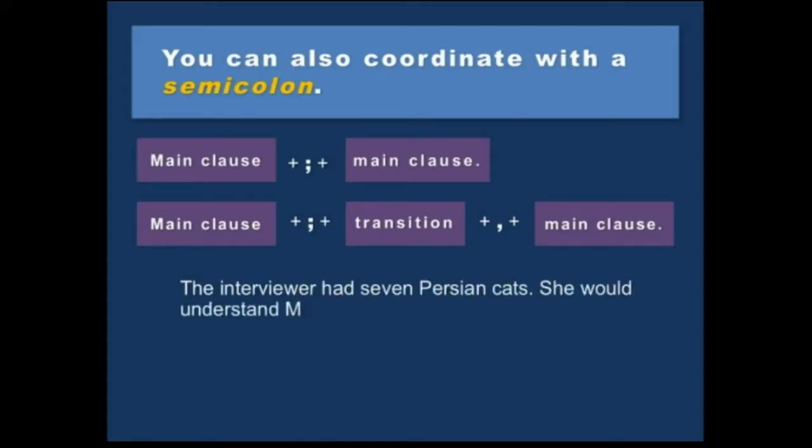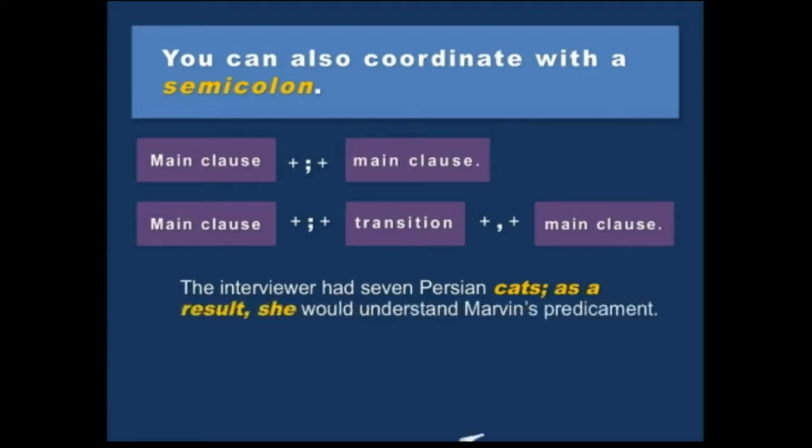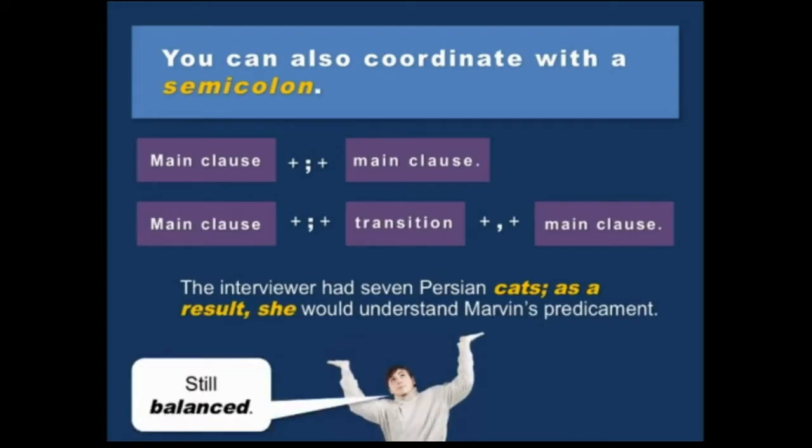Let's try a sentence. The interviewer had 7 Persian cats. She would understand Marvin's predicament. Here we have a semicolon after the word cats, and we're going to go ahead and put the main clause without a transition. She would understand Marvin's predicament. We can also use a transition at that semicolon. The interviewer had 7 Persian cats; as a result, she would understand Marvin's predicament.